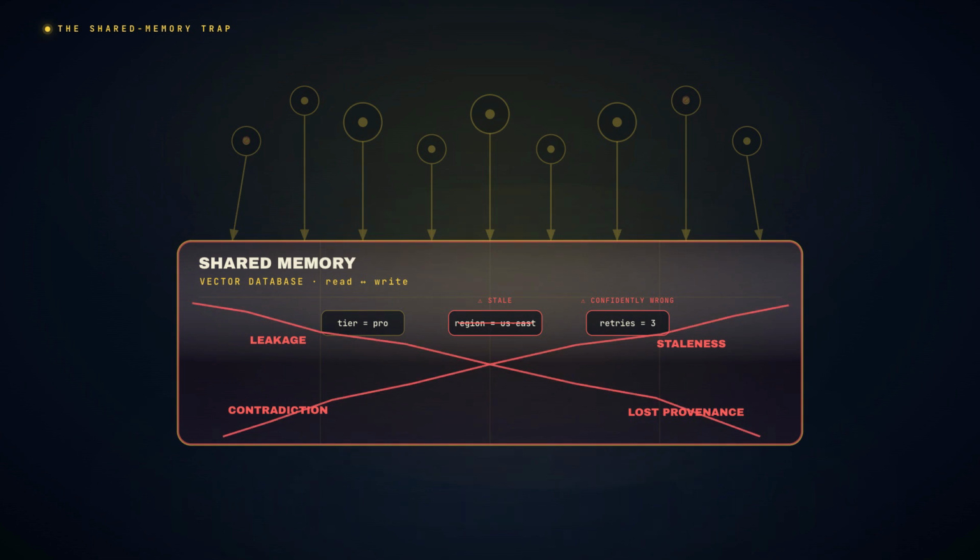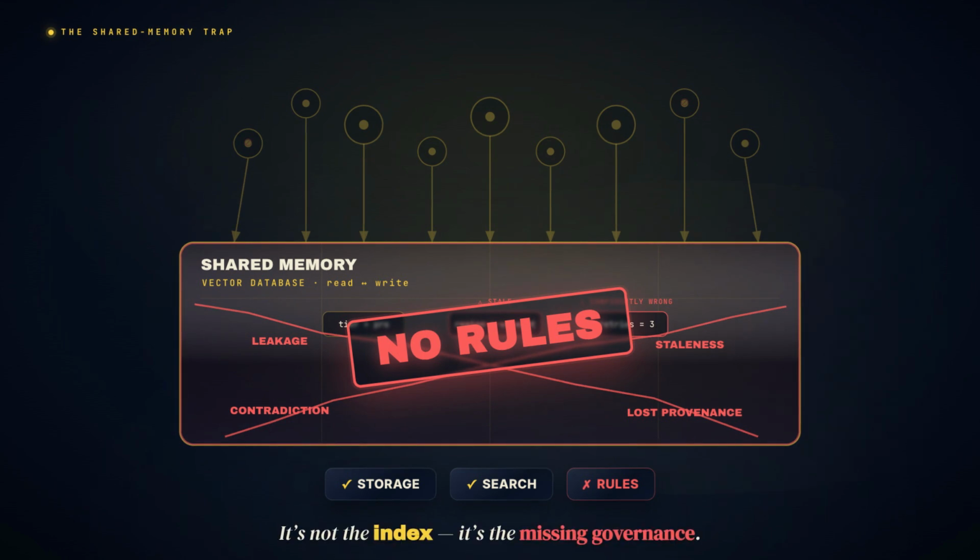Because a vector database gives you storage and search. It gives you no rules. And at fleet scale, the missing rules are exactly what breaks.